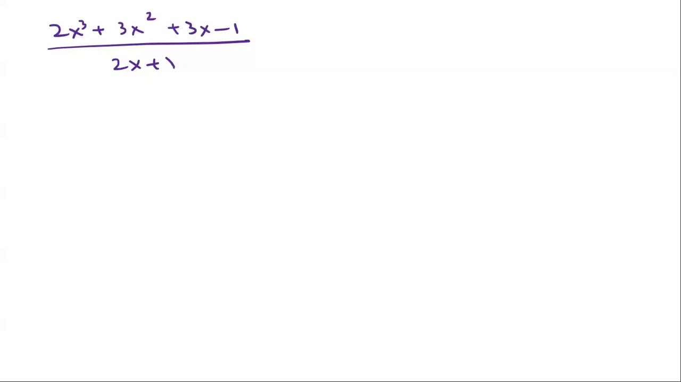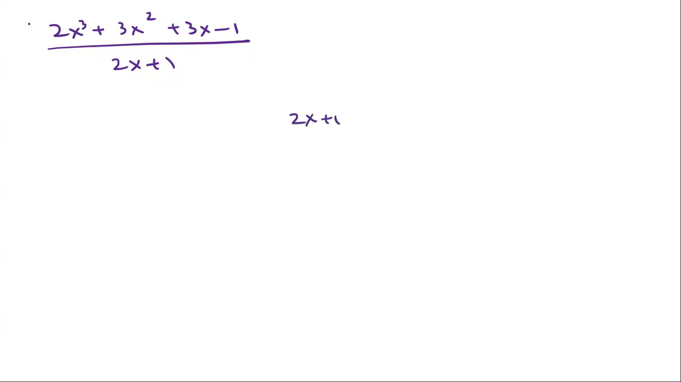Okay, so this one we have 2x cubed plus 3x squared plus 3x minus 1 divided by 2x plus 1. Again, if it was a single term, then I can divide each one by the single term in the denominator. However, we have two terms in the denominator, we cannot do that. Okay, so we're going to do long division here.